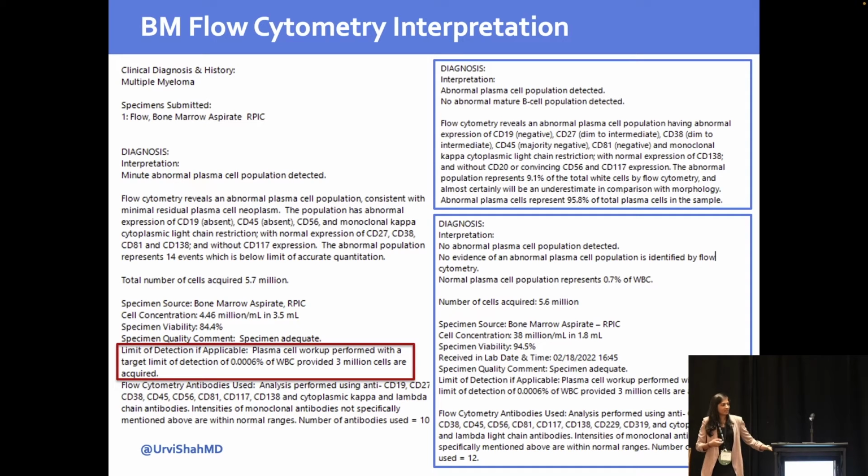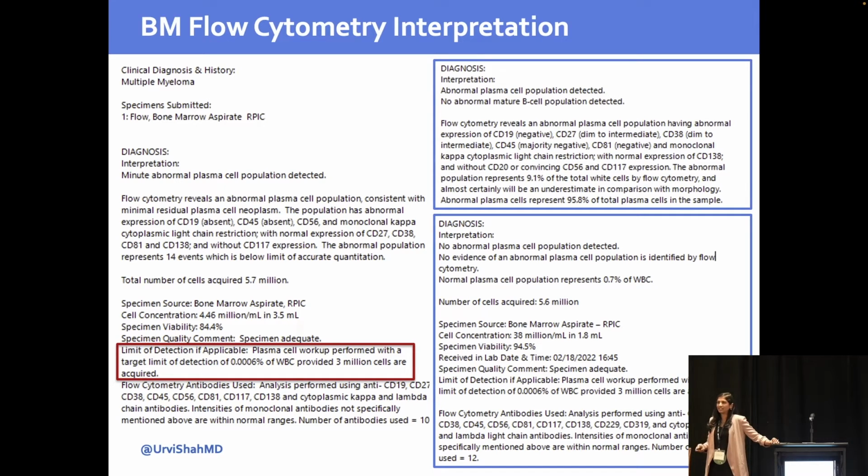So when you interpret bone marrow flow cytometry, looking at the type of test, the limit of detection, and sensitivity also helps. The reason I'm saying this is because if you look at the bone marrow report on the right, the limit of detection for this test at our center, which I've highlighted in red, is 0.0006% of WBCs, provided you have 3 million cells. So part of looking at MRD negative is also having a good sample. If you don't have enough cells in the sample, you can't really estimate MRD negativity.